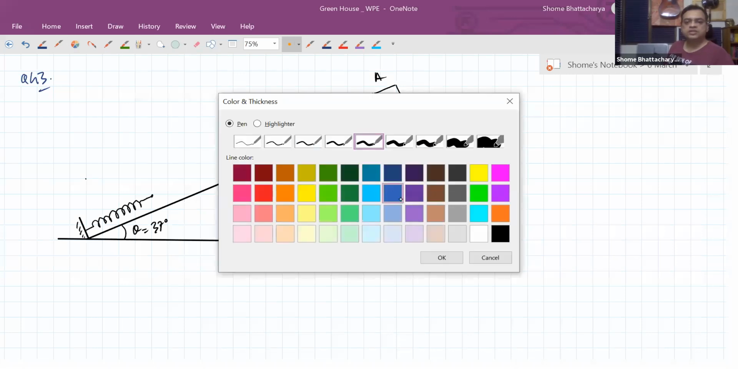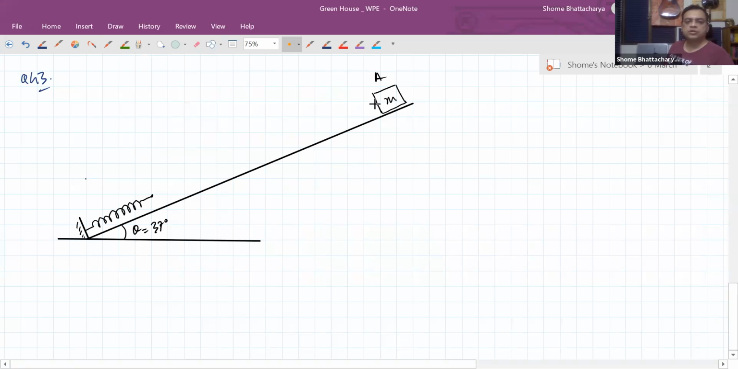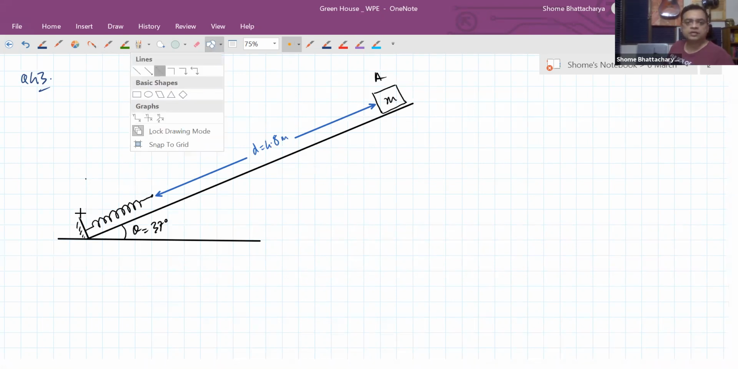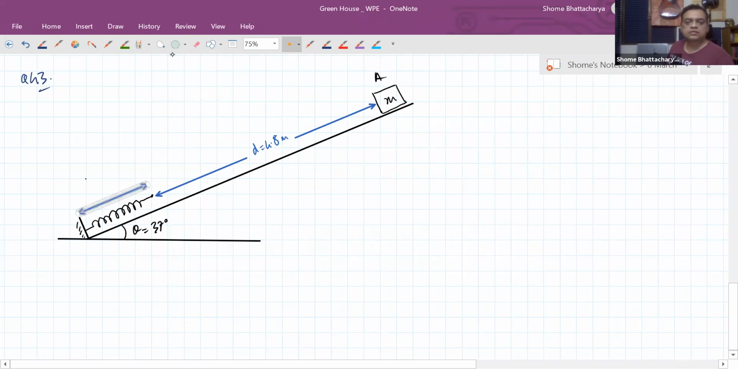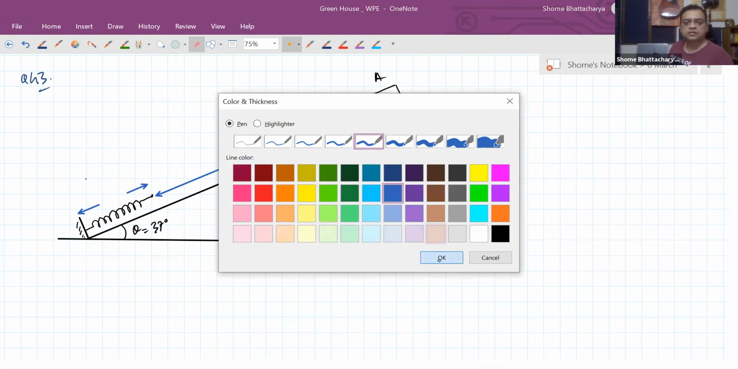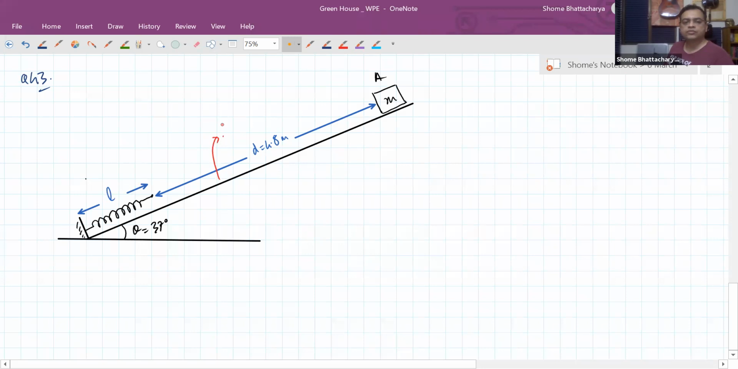Now this situation is such that at the position A, the block's distance with respect to the spring's tip is given to us as 4.8 meters. And let's say this is the natural length of the spring here. The natural length of the spring is not given to us, and this is a rough surface, so we don't know the coefficient of friction. We also don't know the spring constant. So the spring has some constant K, which we don't know.